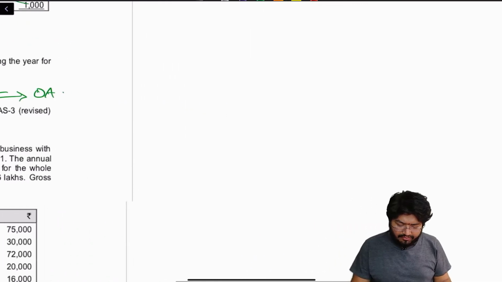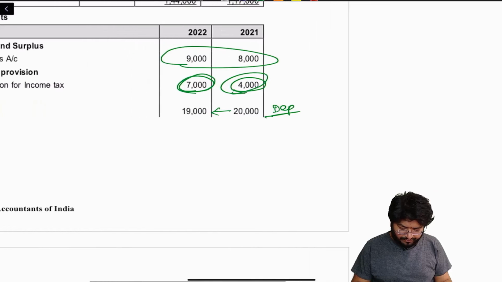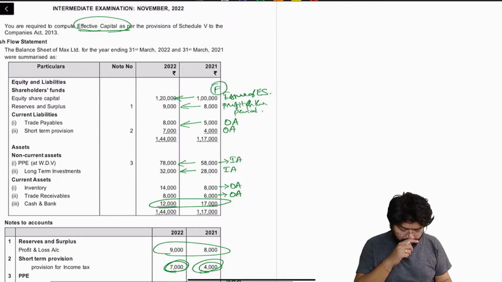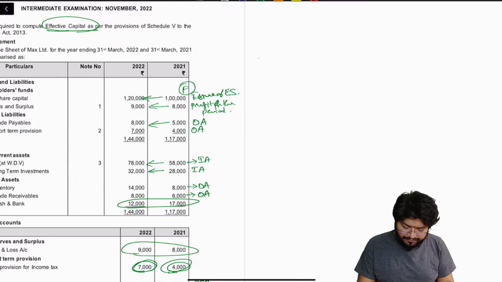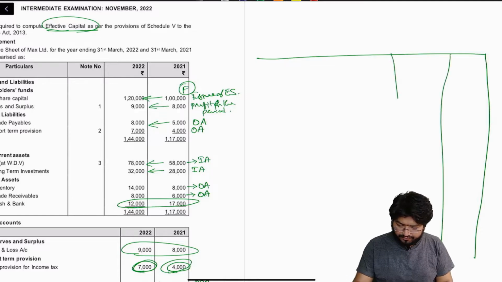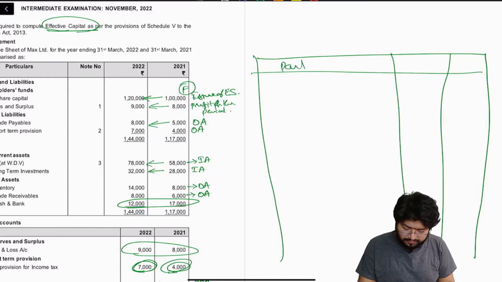So I will solve the question for you here itself. Okay. So I'll prepare cash flow statement for you here. Please see. Particulars. Inner amount column, outer amount column.